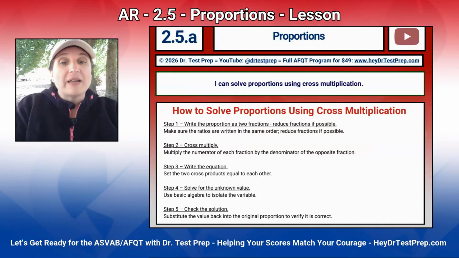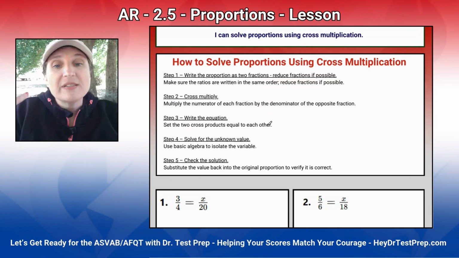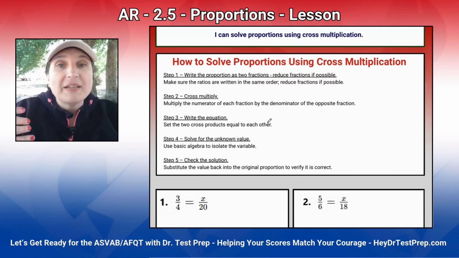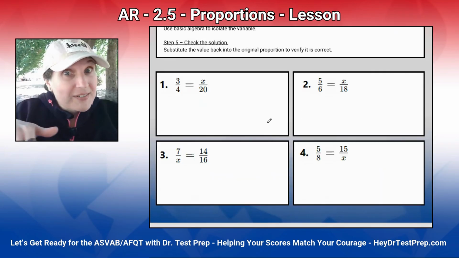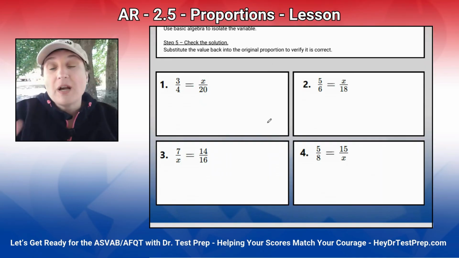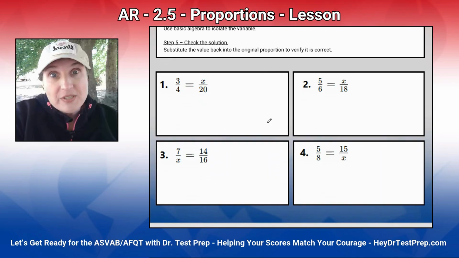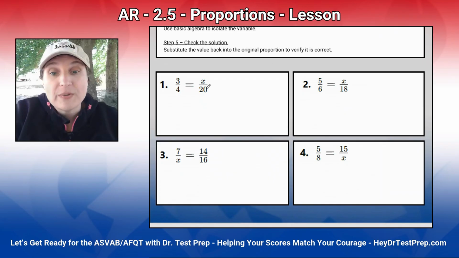All right, so I can solve proportions using cross multiplication. So we're going to set up the proportions, cross multiply, and then solve as needed. So again, these are not ASVAB questions yet. We're practicing cross multiplication first. We're double checking that we know when we can reduce the fraction and when we can't reduce the fraction, just so that when we do it for real, it's easy. So this is a trick. We think that we can do a reduction here, but we can't.